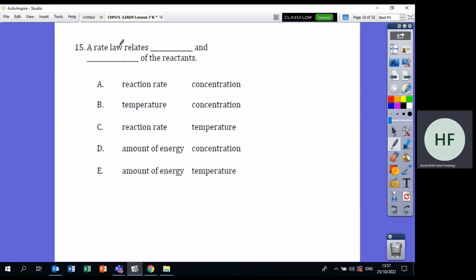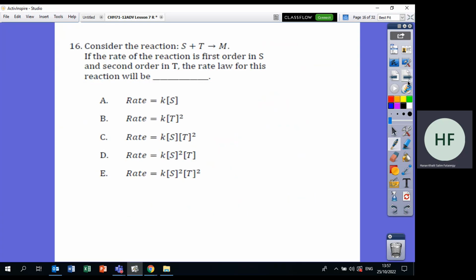Okay, the rate law relates, what does it relate? The reaction rate and the concentration of reactants, because the rate law equals K times the concentration of reactants. So it's a relation between rate and concentration of reactants.